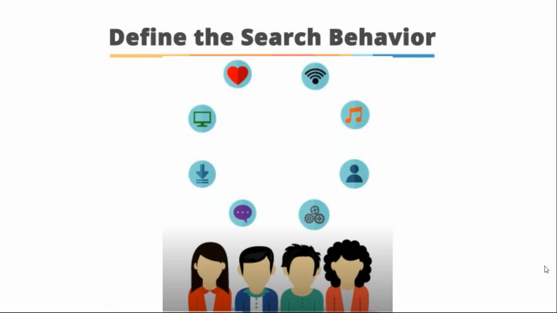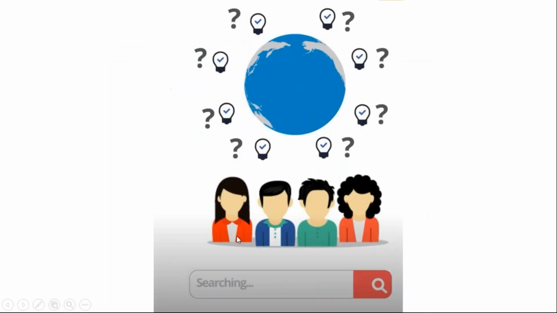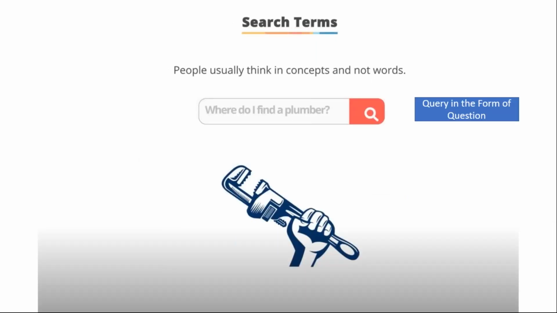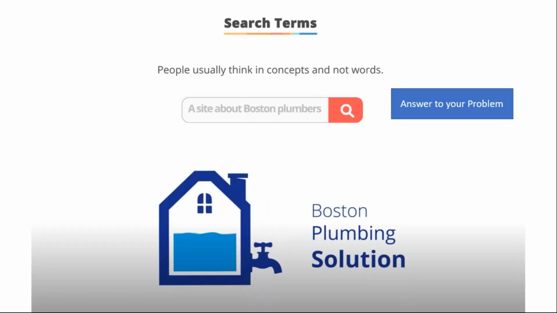What kind of questions might people ask? See here, people usually think in concepts, not in words. For example, what people search in Google is called search terms, or also a search query. Remember this term, search query. For example, they might ask, where do I find a plumber? So they can ask in the form of a question. Second, they can even ask Google in the form of an answer, like a site about Boston plumber, or plumbers in Jayanagar.